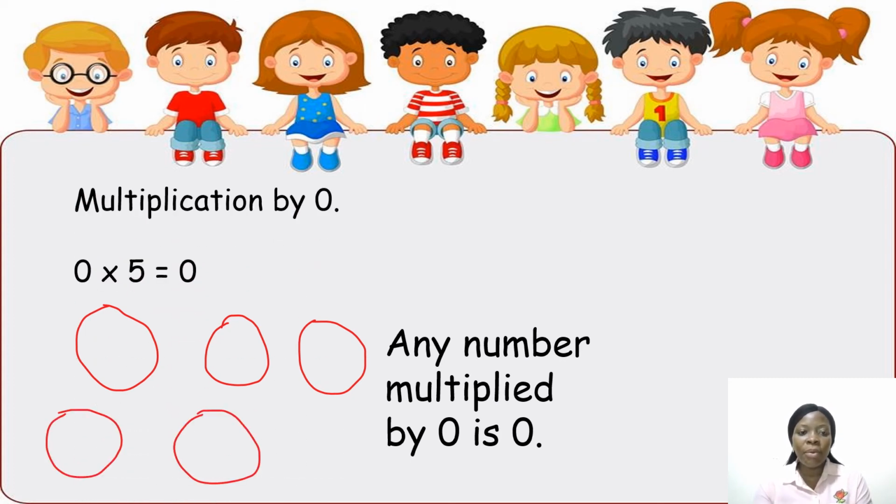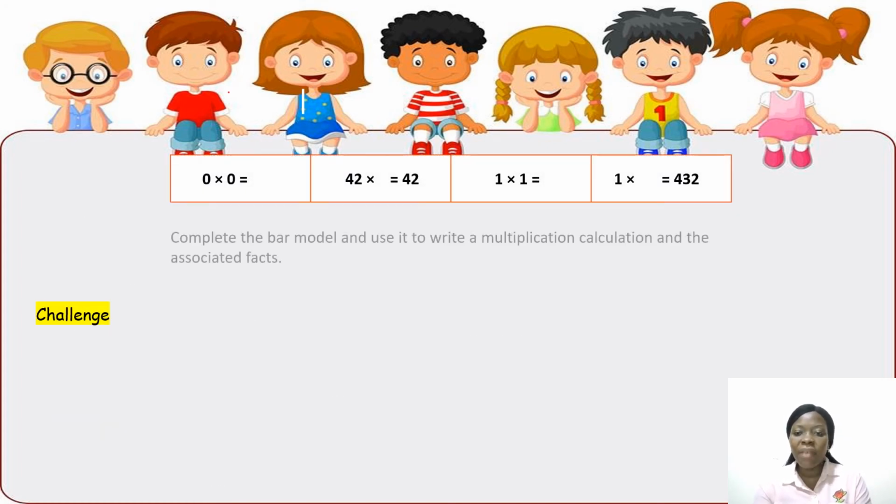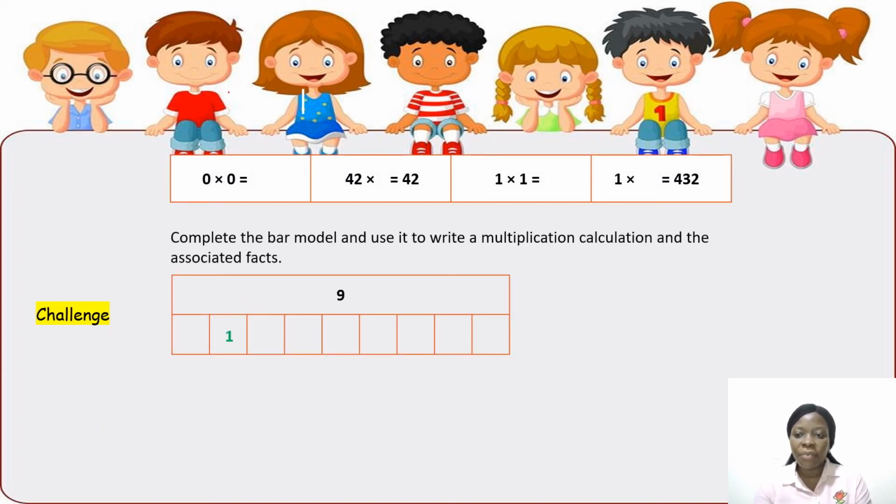One more example. 0 times 5. We have 5 groups of nothing. So our answer remains 0. Now have a go at this challenge question. Have a go at these, and when you are done, give yourself a thumbs up if you got them correctly.